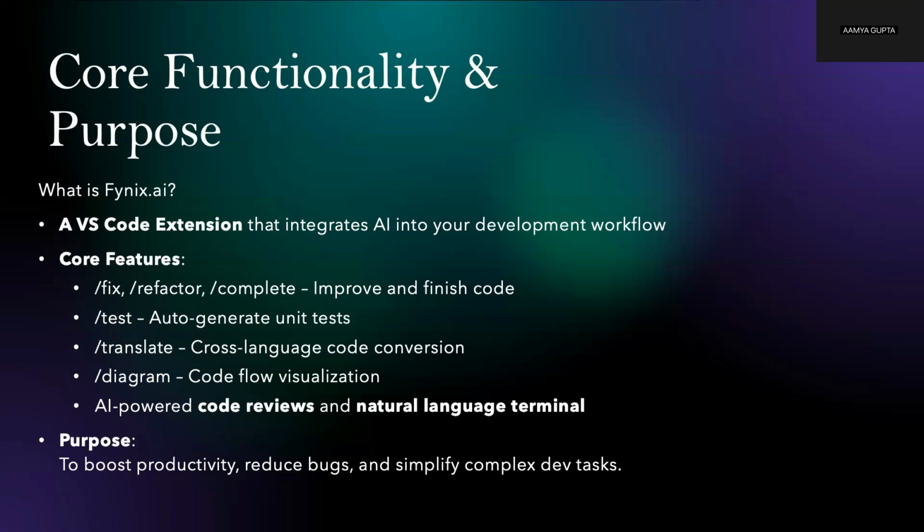So for the natural language terminal, this is only in the pro model, but this is really exciting because you can just casually write in the terminal that I want you to download this thing. You don't need to learn the complex language of the terminal. It is just going to understand that, turn it into the terminal language, and then download whatever you want or however you want to work around this. This is a very cool feature. In the end, the basic purpose of Phoenix is to boost productivity, reduce bugs, and simplify complex dev tasks.